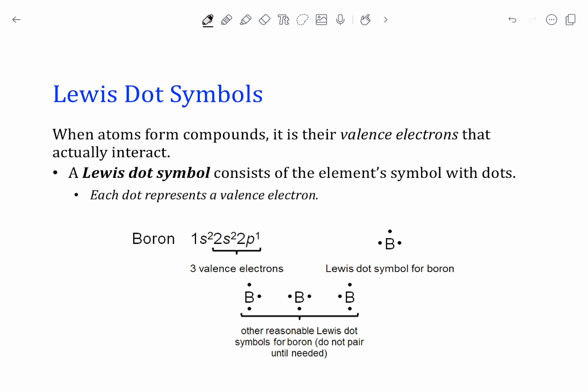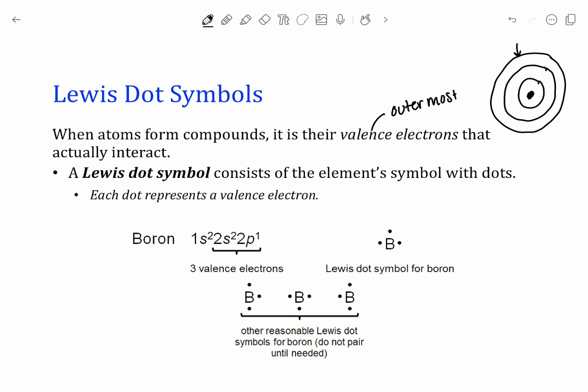The first step in doing that is talking about Lewis dot symbols. When atoms form compounds, it is their valence electrons that actually interact. And remember, those valence electrons are the outermost electrons, the ones on our outermost shell. So there's our nucleus, we have our different shells, and the valence electrons are the ones in the outermost shell.